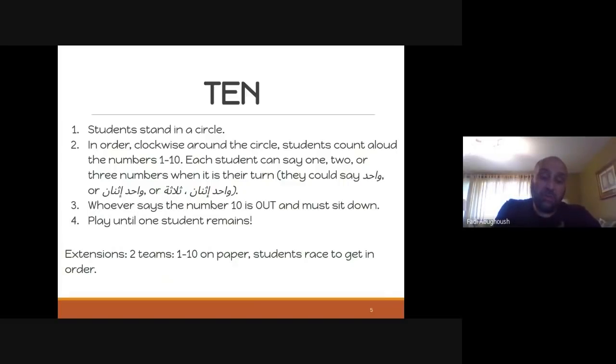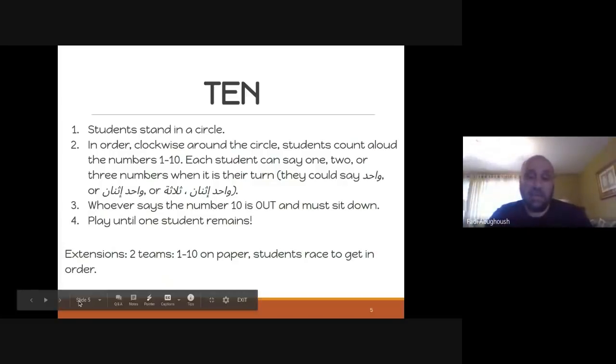Extension, two teams: instead of counting until 10, you can count until 100, and anybody who says 10, 20, 30, etc., will sit down. Okay? So this is the game 10.